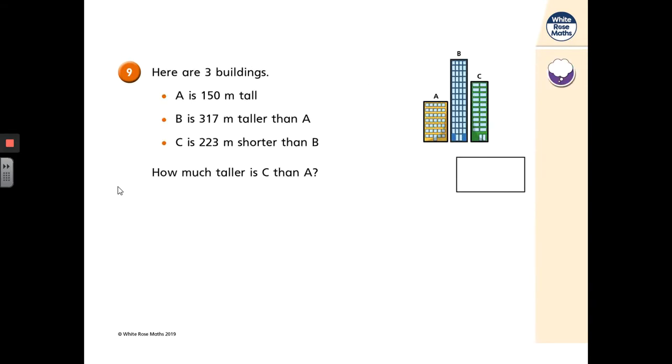Number 9. Here are 3 buildings. A is 150 metres tall. B is 370 metres taller than A, so it's the height of A and that bit more as well. And C is 223 metres shorter than B. So the first thing you need to work out is the height of all of the buildings. Use this information and note down the height of A, the height of B, the height of C. Once you've done that, then you need to look up what the height of C is and work out how much taller it is than A.